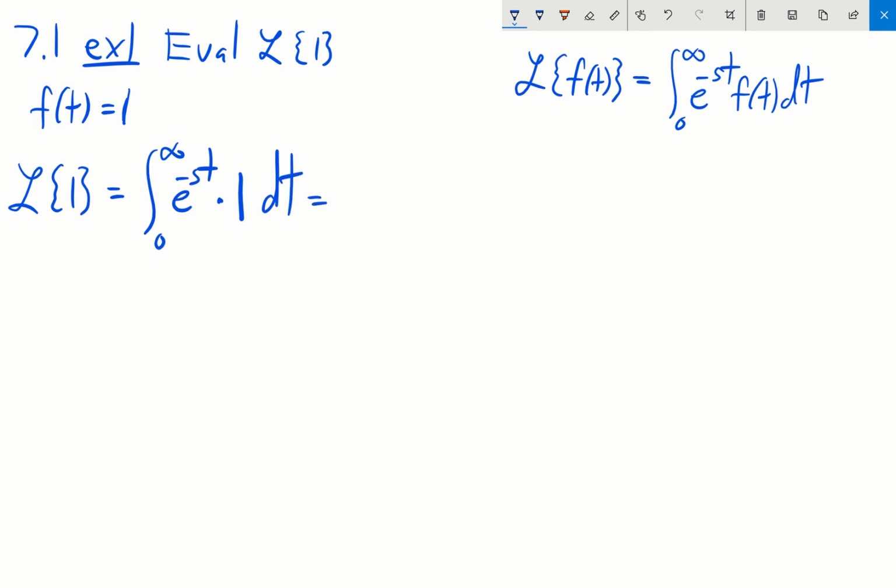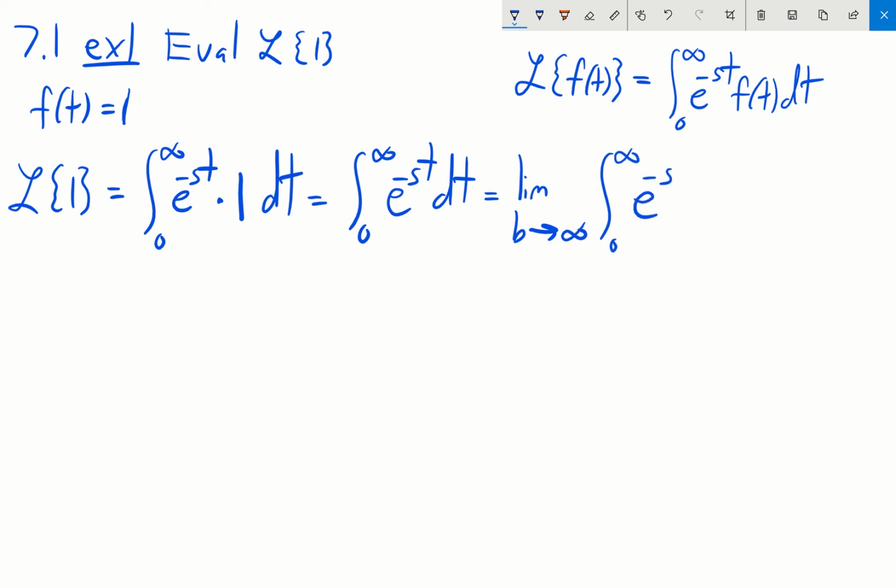Which is just going to be the integral from 0 to infinity of e to the negative st dt. This is an improper integral. Every Laplace transform will be because of the bounds from 0 to infinity. So we have to handle this as an improper integral. This is going to be the limit as b approaches infinity of the integral from 0 to b of e to the negative st dt.